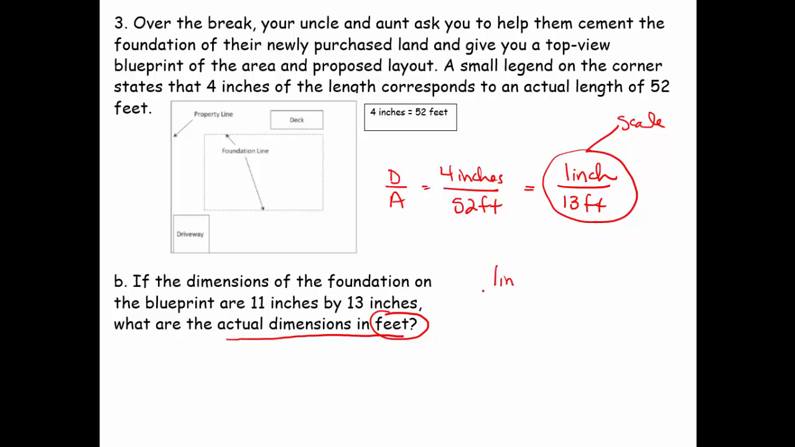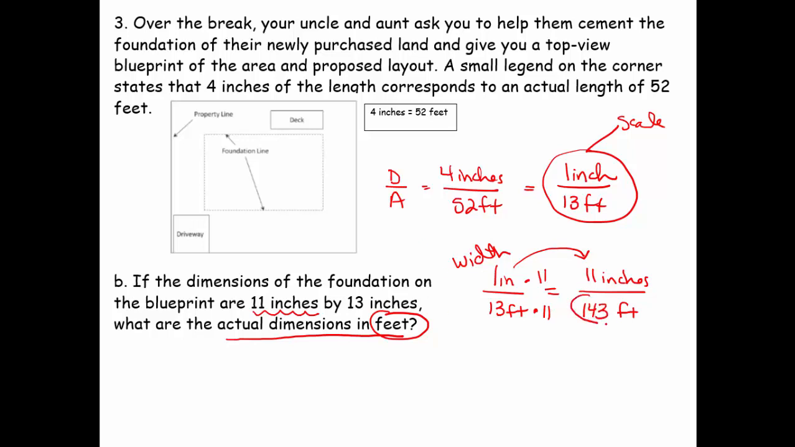So if 1 inch is 13 feet, I'm going to call this my width. I'm going to look at my width first. They want dimensions. They want the width and the length. So I say, okay, I know on the drawing the width is 11 inches. I don't know how many feet that is, but I just use my scale and set up an equivalent ratio. How do I get from 1 to 11? Oh, 1 times 11 is 11. That means I need to multiply 13 by 11. And what is 13 times 11? 13 times 11 is 143.